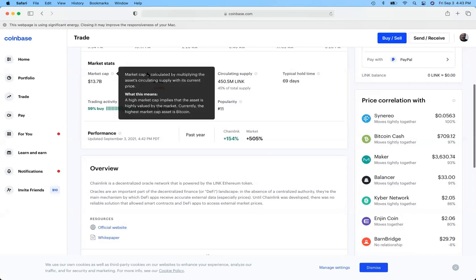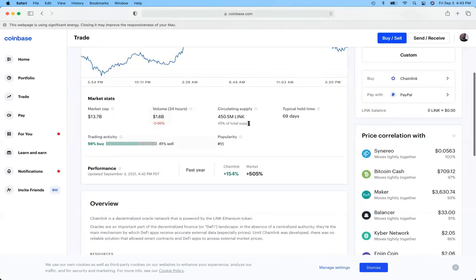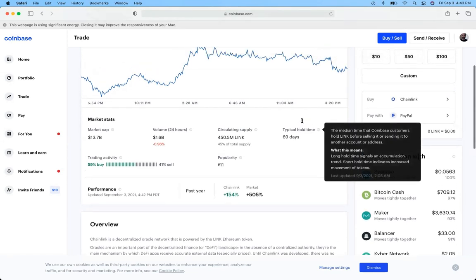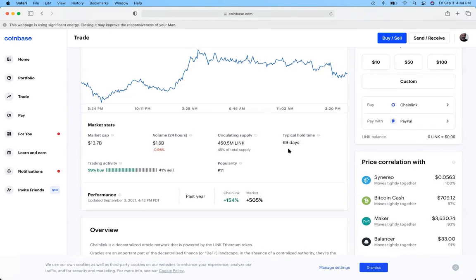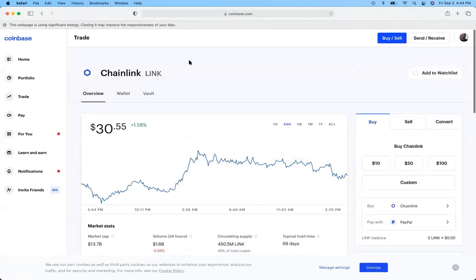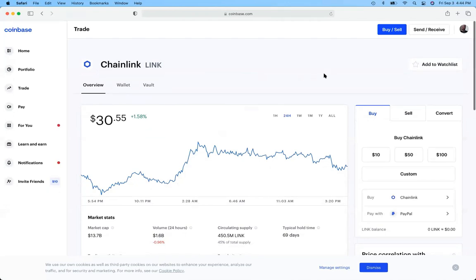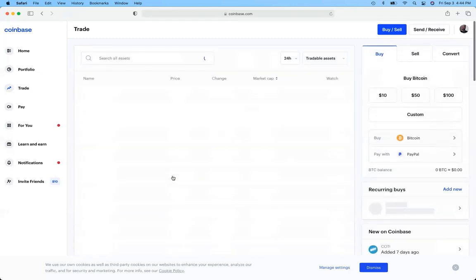You can also see inside the description the market cap, which is important, and the trading activity. Right now, 60% are buying, 41% are selling. So there's more buying than selling going on. That makes it bullish. It's quite popular, number 11 on Coinbase. And the typical hold time is 69 days. So this makes it almost like an investment, at least position trading, at least a 2-3 month swing trade, which makes it a position type of trading. So that's how we look at that stuff. And then we'll go back to the trade. So Link has potential.